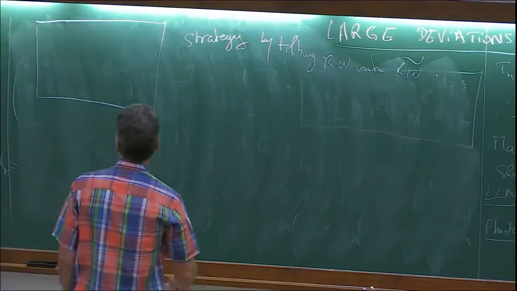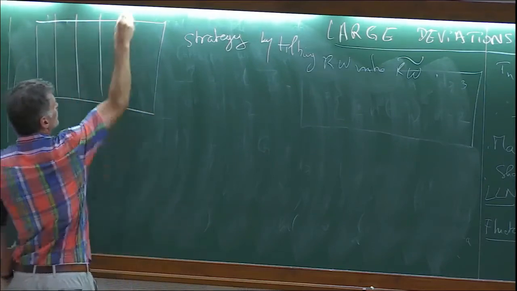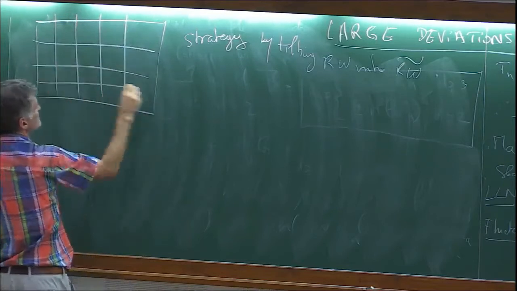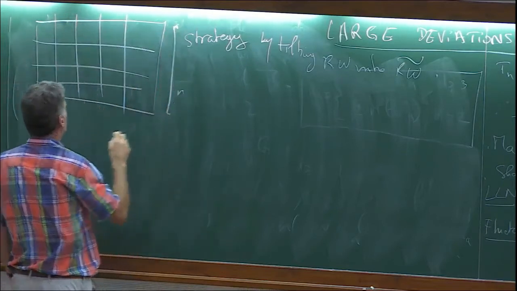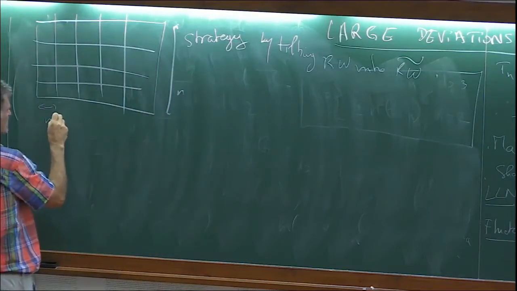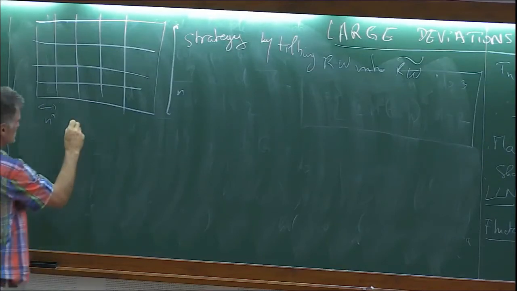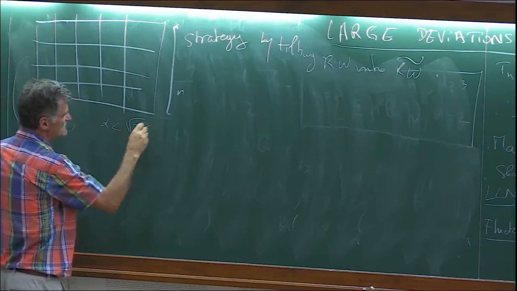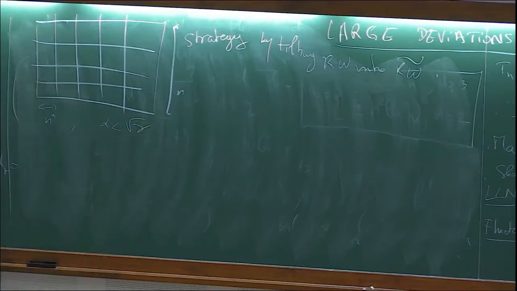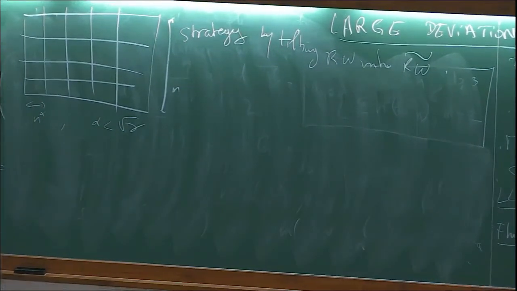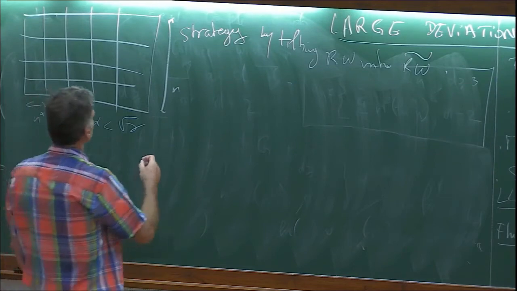So let me chop the full box, which is of size n, into boxes of size n to the alpha. Okay, alpha between 0 and 1, even if alpha is less than square root of gamma. And ultimately, I will make alpha grow to square root of gamma at the end. And then let me do the following.